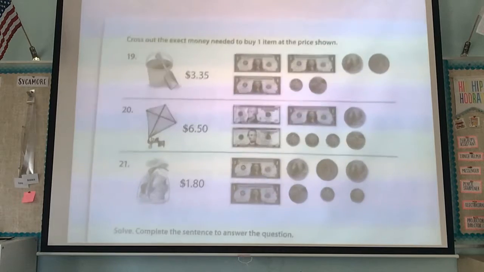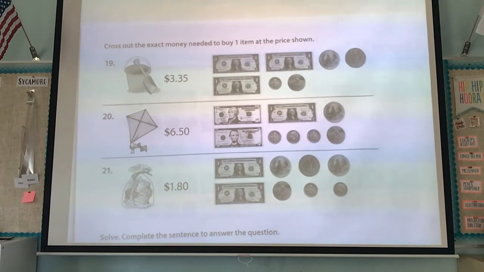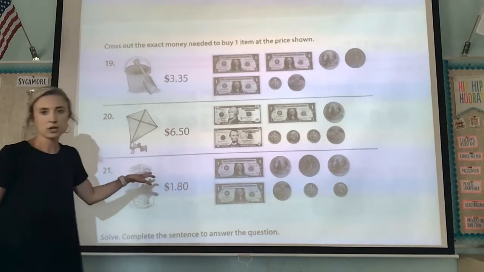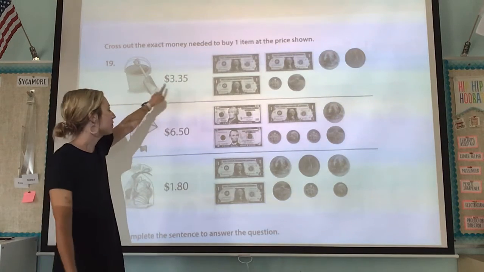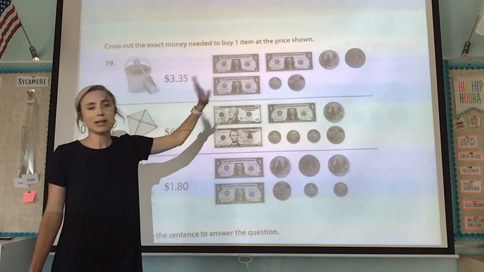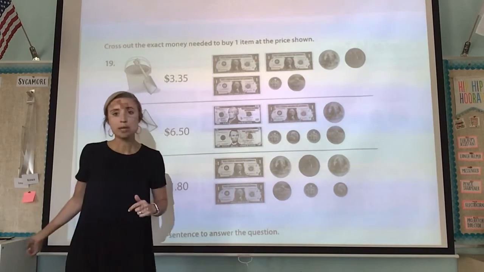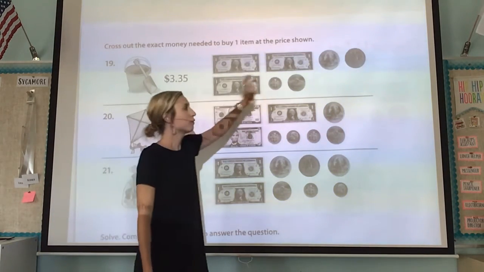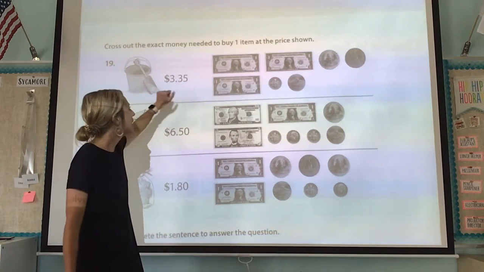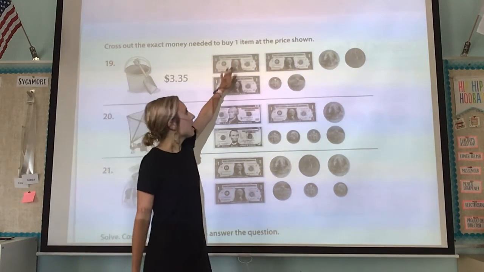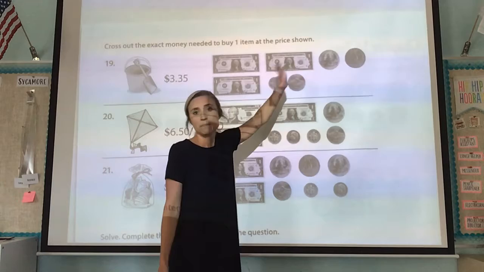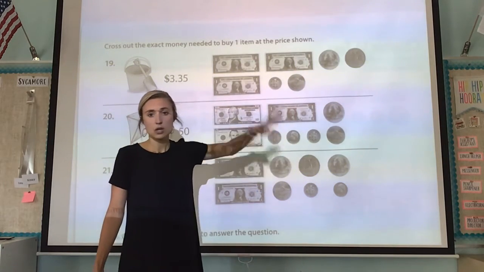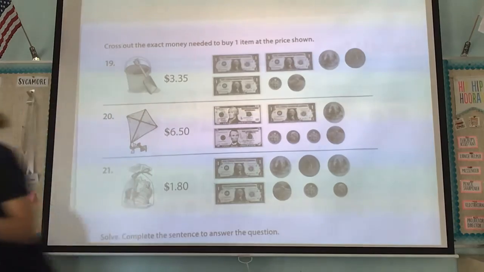This one is going to be a little bit tricky to do if you are doing it on your own paper. So the directions say cross out the exact money needed to buy the item at the price. You can cross out the money, you can circle it. I don't have a preference of how you mark it. But if you're doing this on your own paper, you can just list for me what you're using. So for this one, if you're going to use dollar bill, dollar bill, dollar bill, you could write 3 dollar bills, nickel, quarter, dime. Whatever it is, just list it for me on your paper and then make sure you number it. The last 2 are word problems.